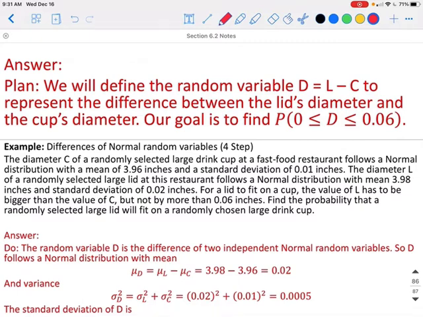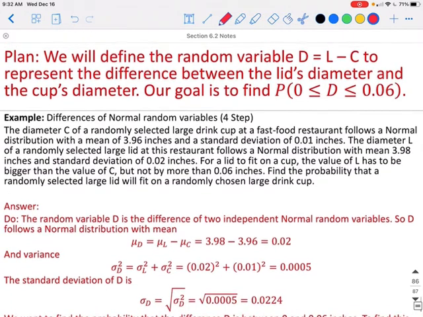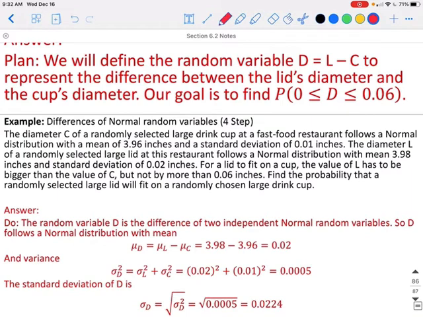To be able to find that standard deviation, you first have to find the variance. Even though we are finding the difference, when you're finding the variance, you will still add those values together. So we're going to take the standard deviation of the lid squared plus the standard deviation of the cups squared. You're going to add those two values together, and that will give you the variance for the difference. To find the standard deviation, you will take the square root of both sides, and we will get the square root of 0.0005.